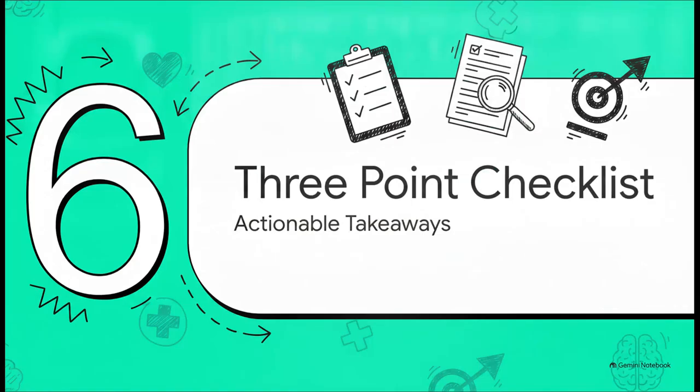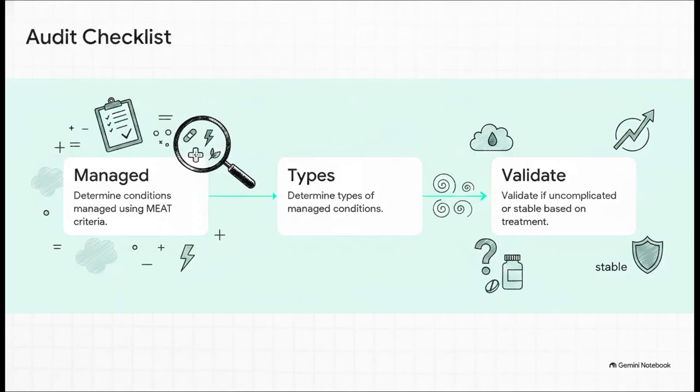Section 6. 3-point audit checklist. Let's get you some actionable takeaways. I highly recommend using this quick mental flowchart on your very next shift. Step 1, weed out the fluff. Pinpoint exactly which conditions were actually managed using our MEET criteria. Step 2, look at that pared down list and identify the types of conditions. Is it a minor issue? Is it acute? Step 3, validate if that acute condition is uncomplicated, meaning it needs a new plan, or stable, meaning the current plan is working. Stick to those 3 steps and you're golden.